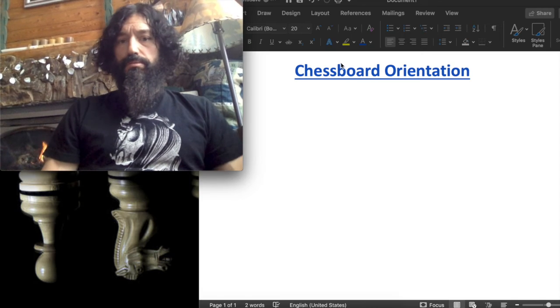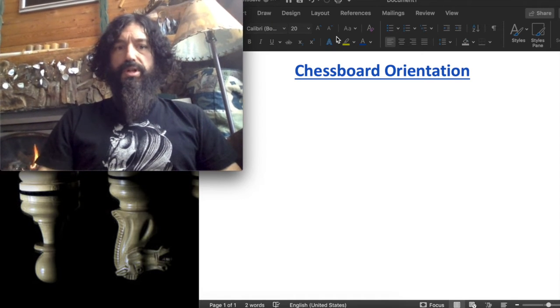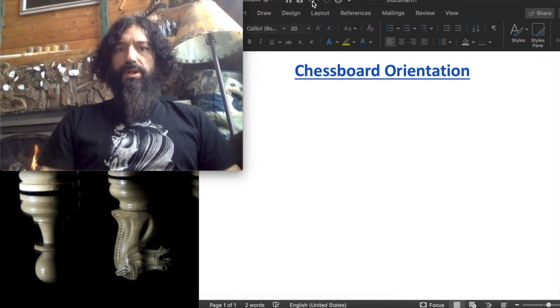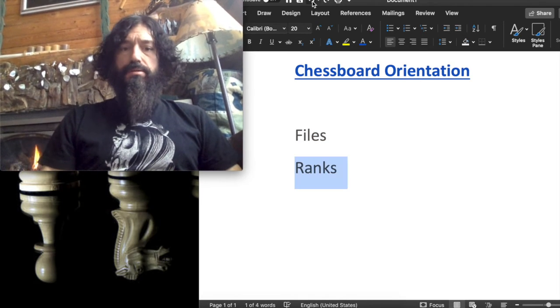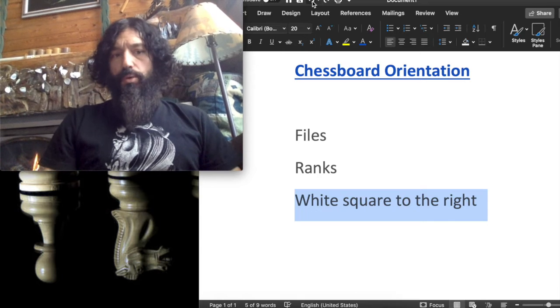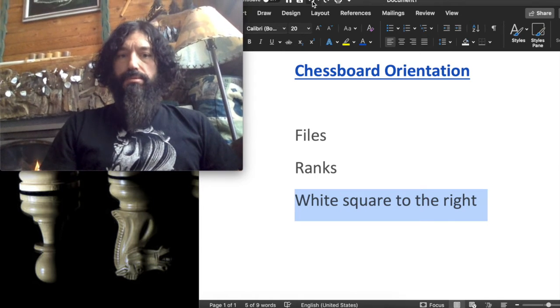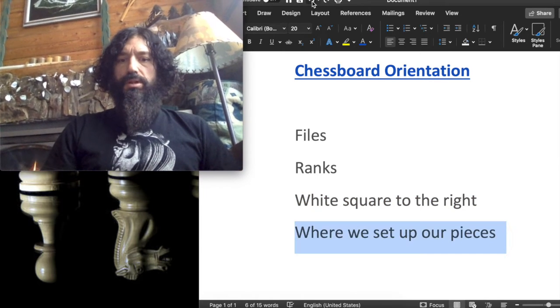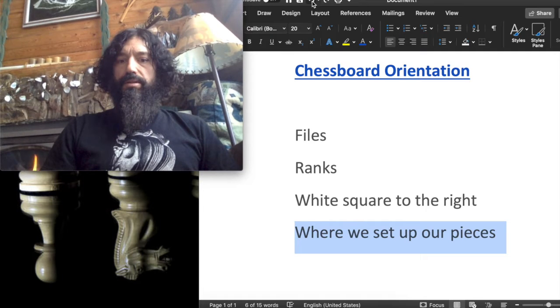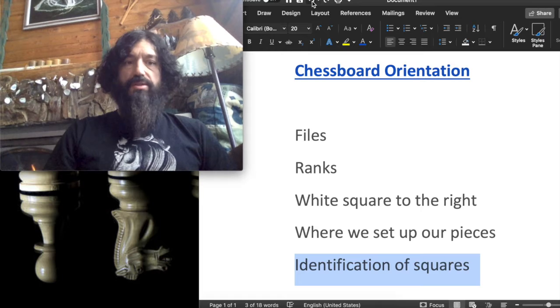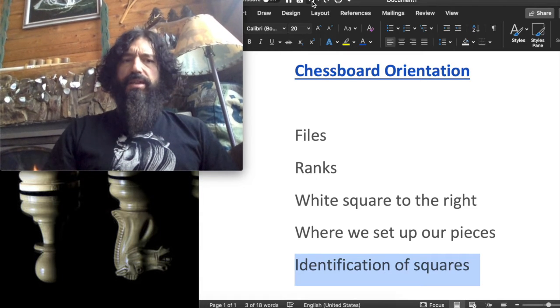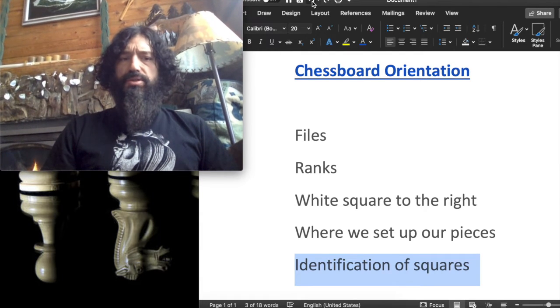Okay, this video, of course, is on chessboard orientation. We're going to look at files, the ranks. We need to have a white square to our right as we set up the board. We'll look at how the pieces are set up, as far as which side of the board white is on, which side of the board black is on. And then we're going to look at identification of particular squares very briefly.